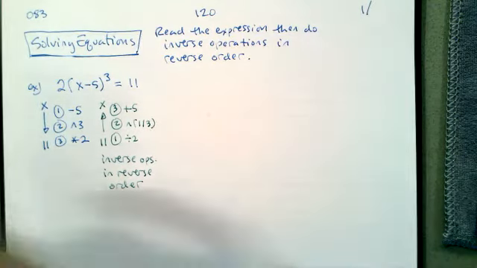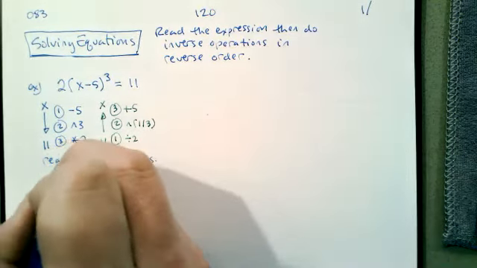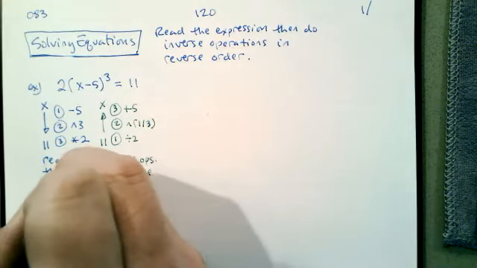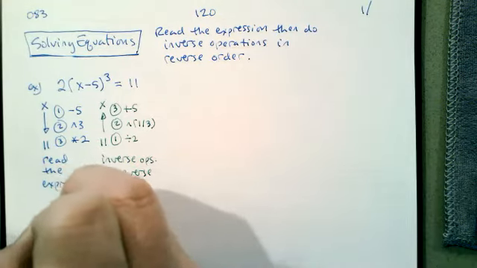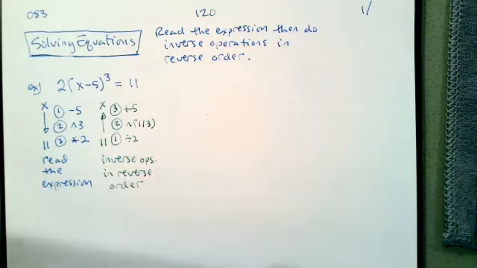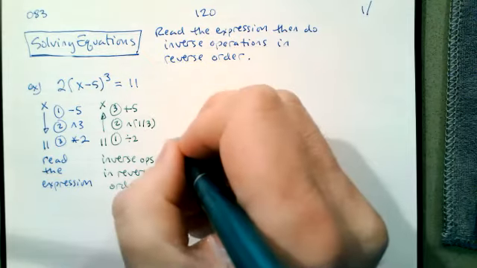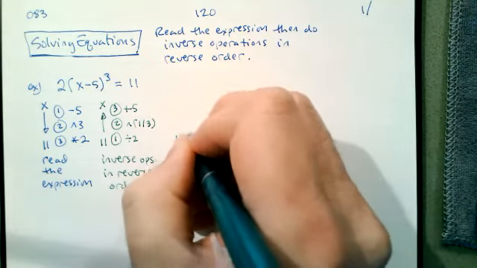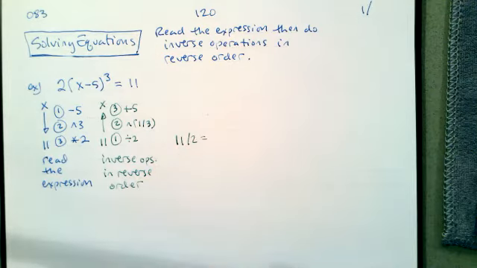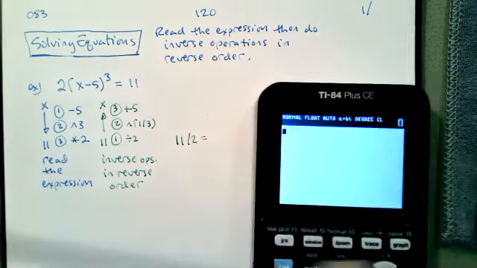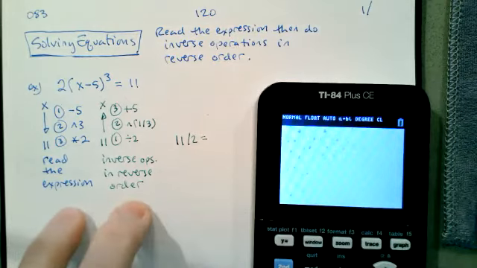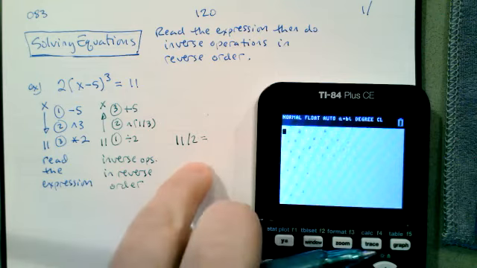So here we are reading the expression. And then here we are going to do inverse operations in reverse order. We're going to start with 11 and we're going to perform those three operations. So we're going to start with 11 and we'll divide by 2. I'm just going to do the whole thing on a calculator because this is stuff that we're typing into the calculator. Remember, these first two steps are things that are going on in our mind. So we're just thinking these things. Then here's where we're going to do the calculator stuff.